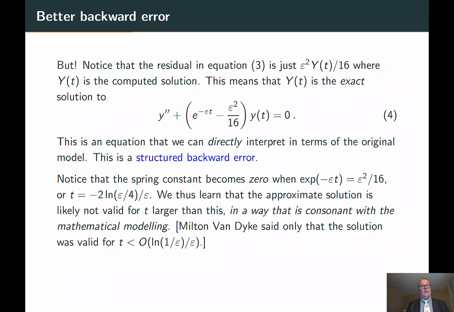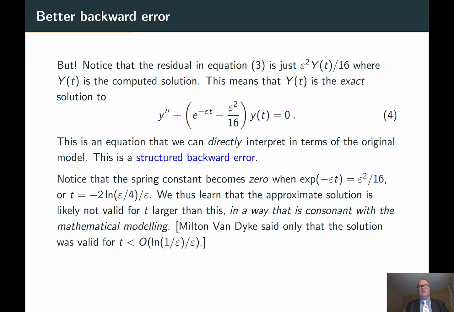This means that y of t is the exact solution to y double prime plus e to the minus epsilon t, minus epsilon squared over 16, times y of t. So that's a problem of the same kind as the one we were trying to solve, with a slightly different varying spring constant. And we can directly interpret that in terms of the original model. So this is what we mean by a structured backward error.